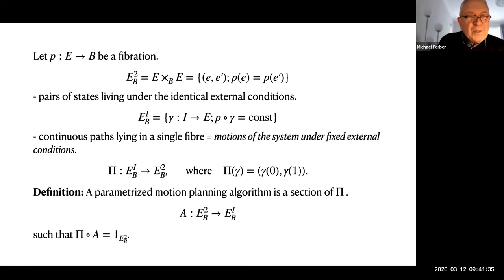I can just say. So we have this initial fibration, and out of this fibration we form the fibration of pairs of states in the same fiber. And we have also this space of paths which lie in a single fiber, motions of the system under fixed external conditions. And we have this fibration capital pi, which associates with every motion the initial and final points. So a parametrized motion planning algorithm is a section of this fibration, capital pi.